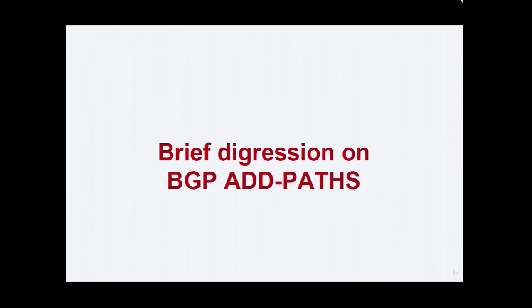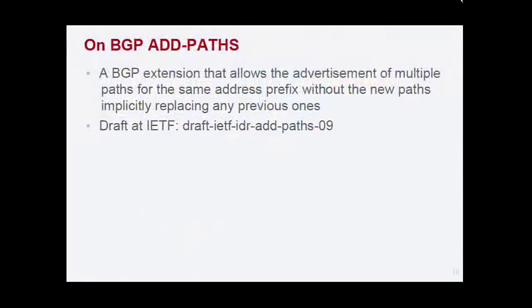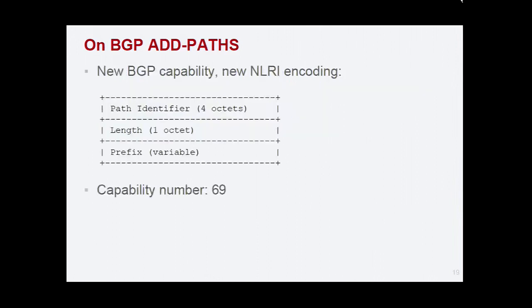So let's do a brief digression on BGP add-paths before, let's say, putting everything together. So what is BGP add-paths? It's a draft at the IETF. You can check it out if you're interested. And essentially, in very simple terms, it's an extension that provides extra visibility into, let's say, best paths. If you have more than one path, so that goes hand in hand with BGP multipath, and let's say backup paths possibly.